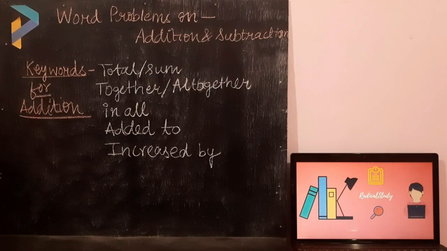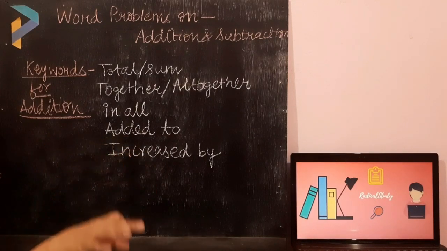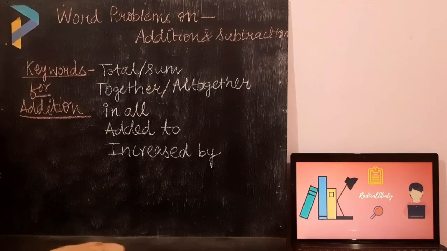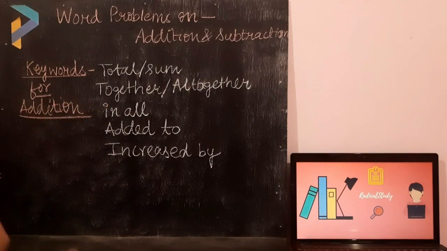If there is a question like that, factory A produces this number of articles, factory B produces this number of articles. So find the sum of the articles produced by the factories. So what you have to do? You have to add them. Now the next keyword is together or all together.